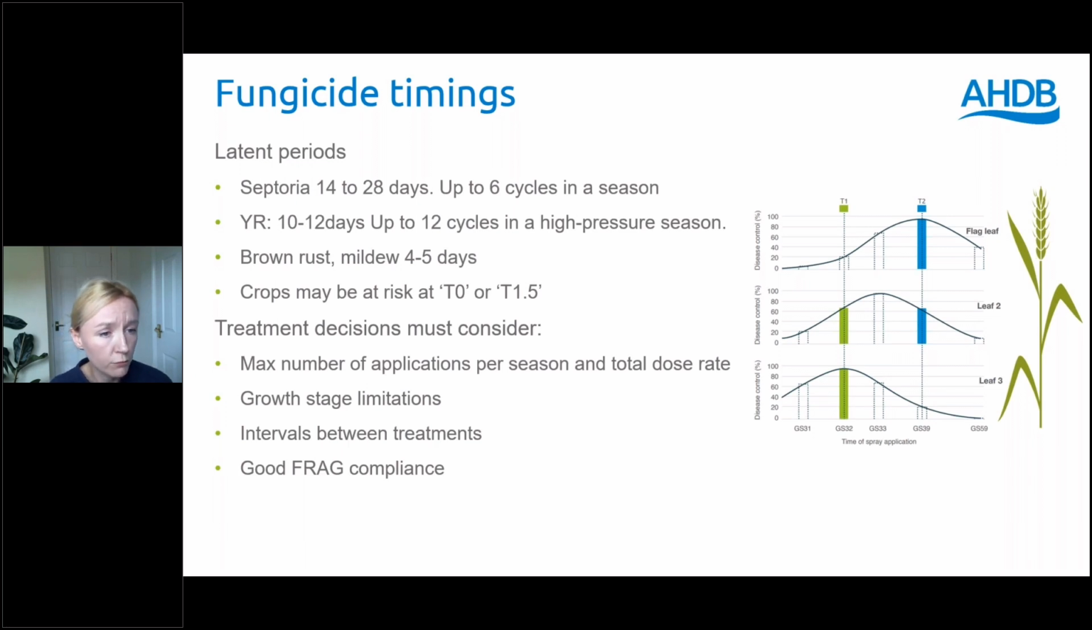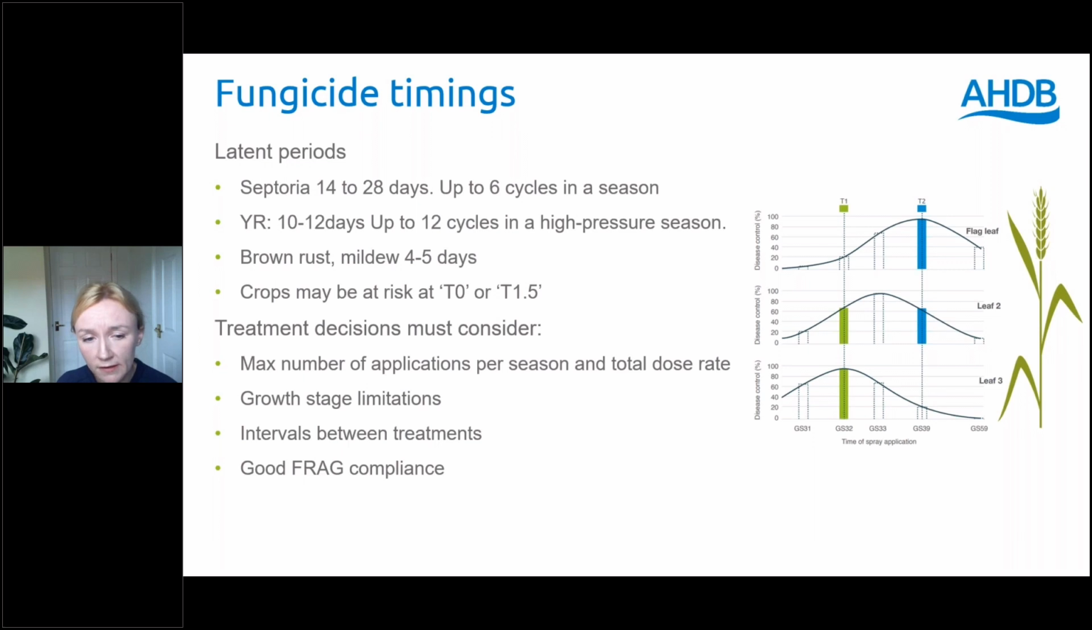Yellow rust or even brown rust is a much faster cycling pathogen. If you have conditions that are ideal for a yellow rust infection, you can get up to 12 cycles in a very high pressure season. And for brown rust, it's even more than that, almost double the amount of cycles, again in a high pressure season. So your crops are going to be at risk from yellow rust if you go by these traditional timings at T0, or you might even need a T1.5, depending on how bad the yellow rust epidemic is as you go into the season on your variety. If the yellow rust is cycling quite fast, you might need a T1.5.